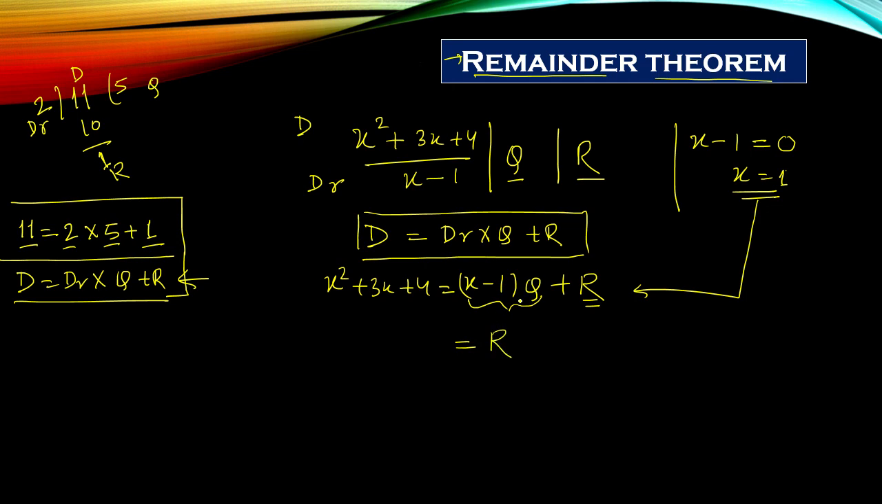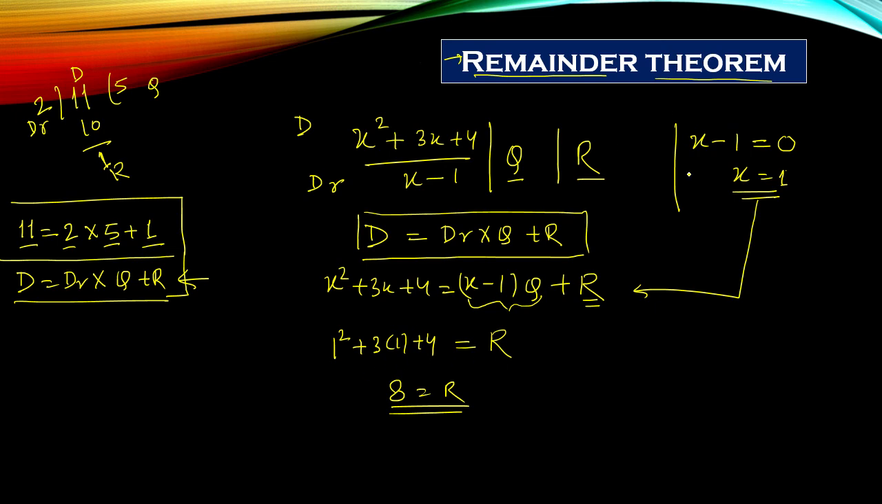If we put x equal to 1 here, we have to put x equal to 1 here also. Now putting x equal to 1, we get 1 square plus 3 into 1 plus 4. So we get 1 plus 3 plus 4, that is 8. 8 is equal to the remainder.